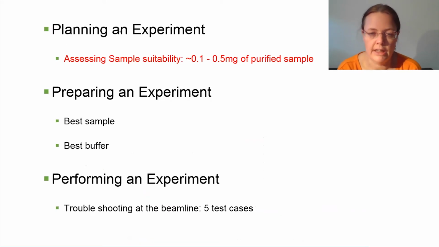But basically, the take-home message of planning an experiment and asking the question, is SAXS a suitable method that I should be applying to my research? Then basically the answer is yes. If you have 100 to 500 micrograms of protein, you'll already be able to answer quite a few questions, and you can actually gain good information that will help you understand the other data that you collect on your samples.